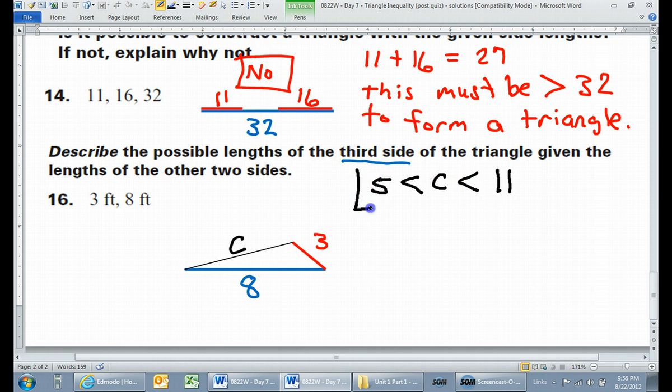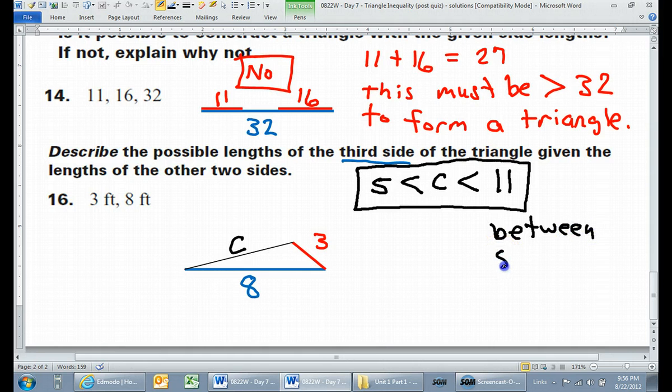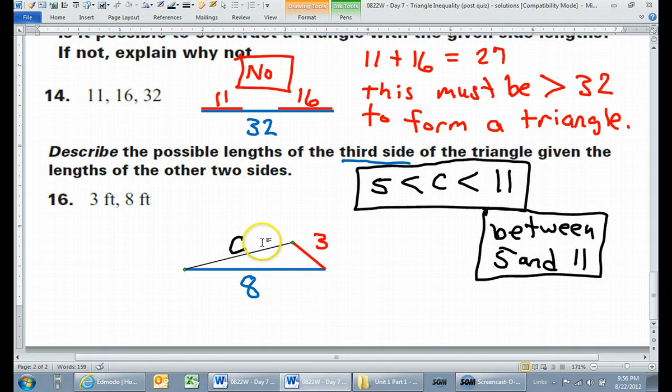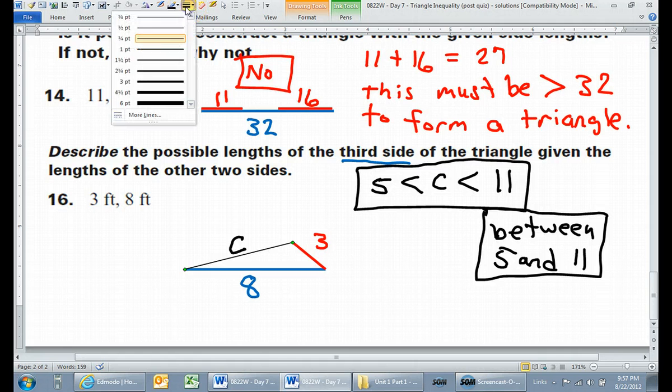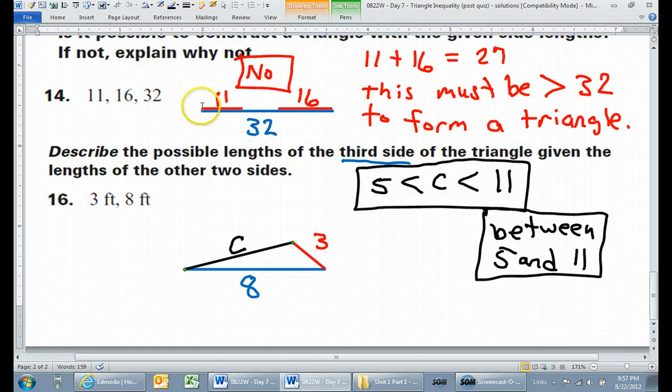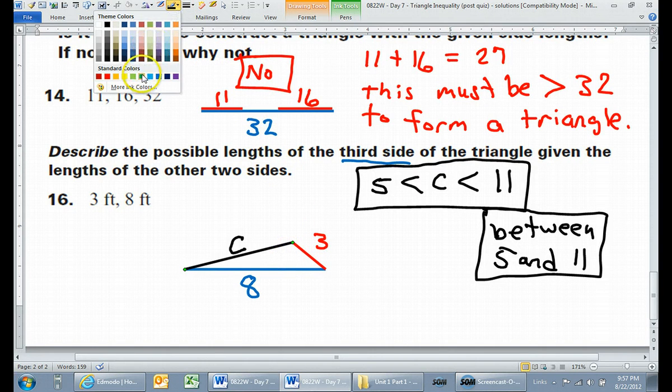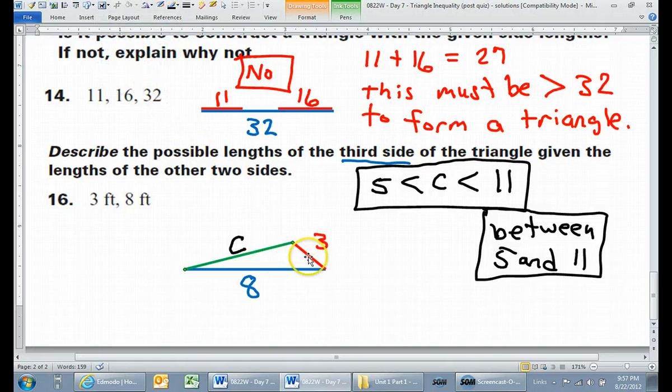So 11 is going to be my upper limit. This is a description of the possible lengths of the third side. Or in words, you could say between 5 and 11. That works just as well. And just one more time to be thorough: I really do not want you just to memorize, oh, you add them, you subtract them. That's where the numbers come from. I will be much happier if you can understand this visually the way I'm trying to show it to you.